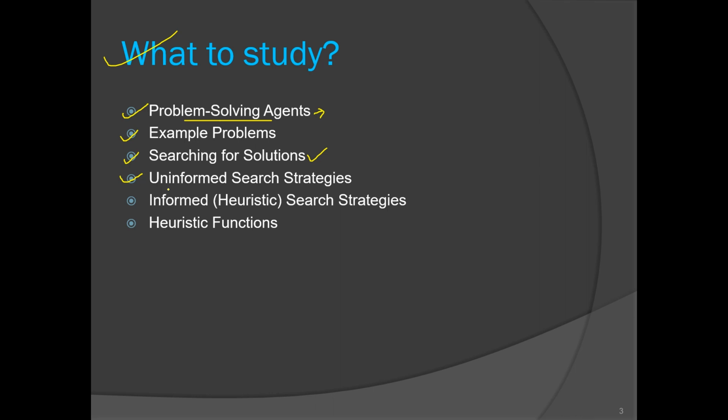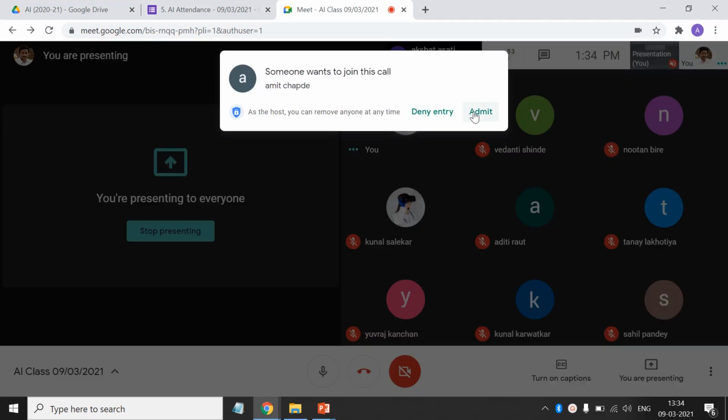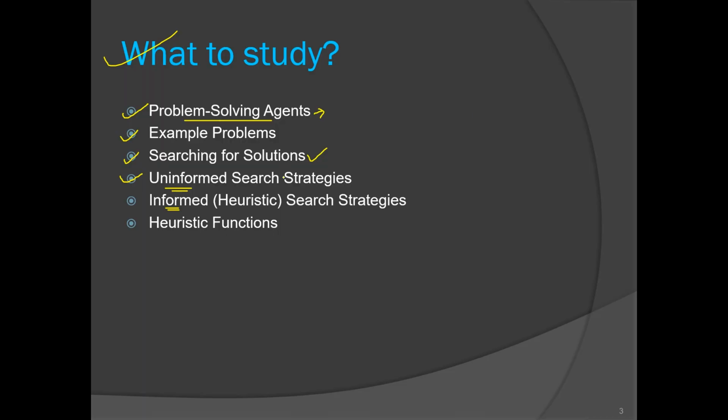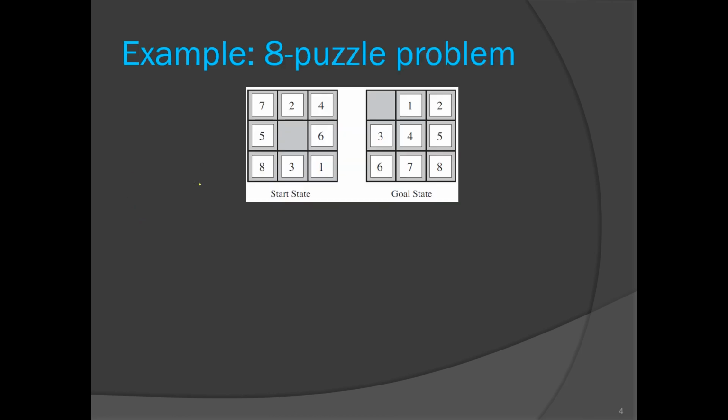Then we are going to study these two search strategies, that is uninformed and informed. In uninformed search strategy we will not have any information available. And in informed search strategies we will have some information in terms of a heuristic function, that will guide us during the searching. So this is the content of this second unit.